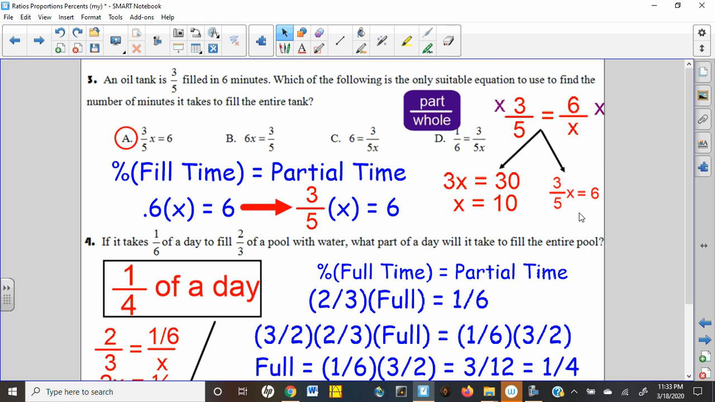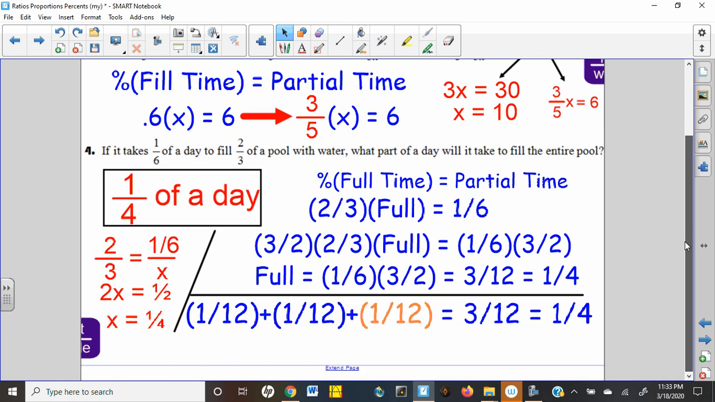If I just multiplied this by x, I get the exact equation that we got doing it the other way. So that's just another way of looking at problem 3. You'll see problem 4 is along the same lines. The percentage of the fill that we get multiplied by the full time it takes to fill it will always give us the partial time to get to that percentage of fill.